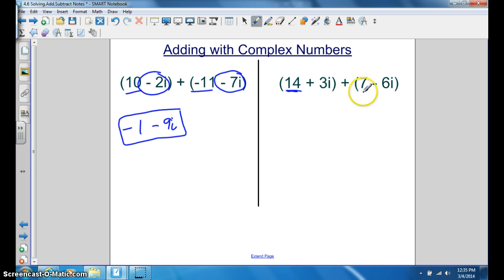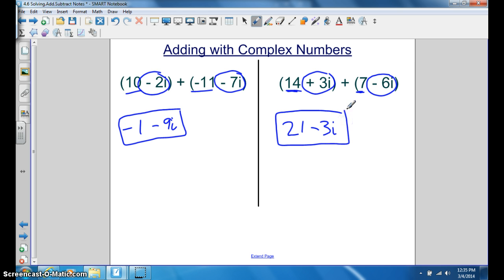Next one, we have 7 plus 14, which is 21. 3i minus 6i is negative 3i. So these here shouldn't be too tough. All we have to do is collect like terms.